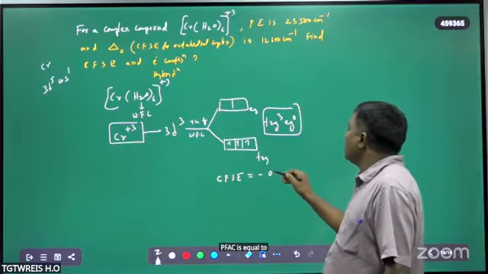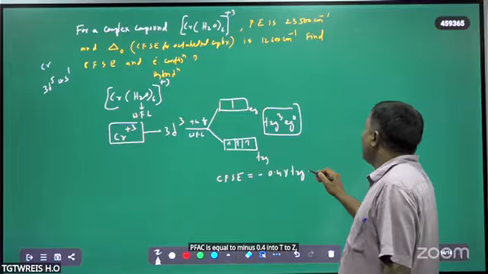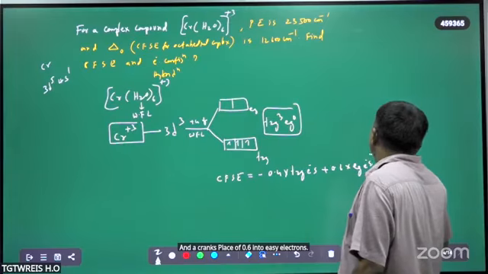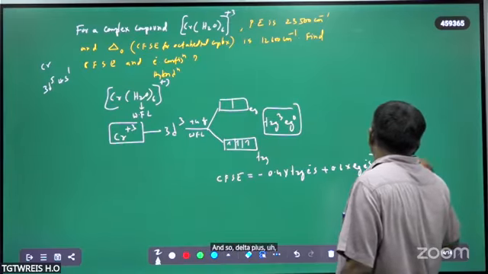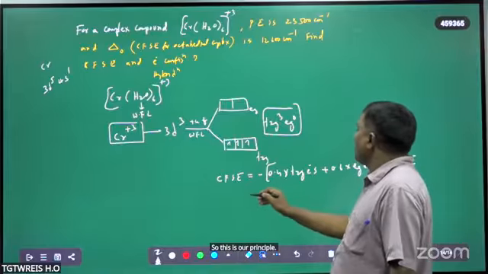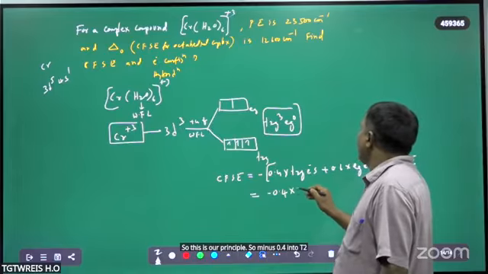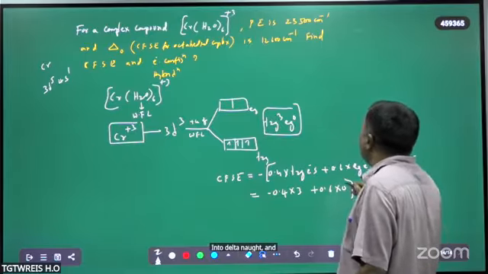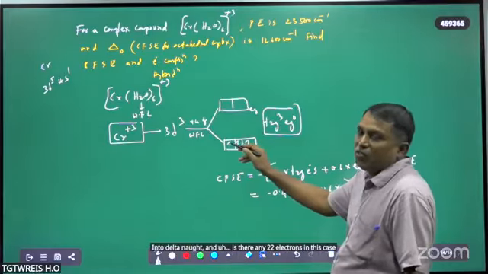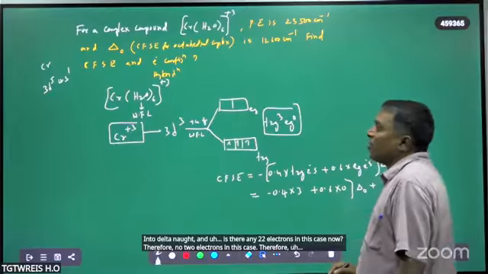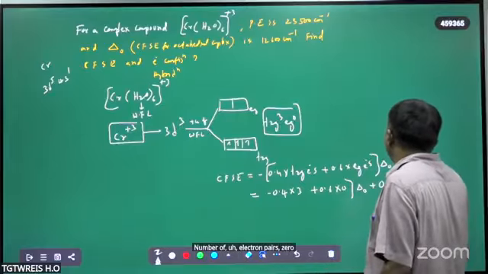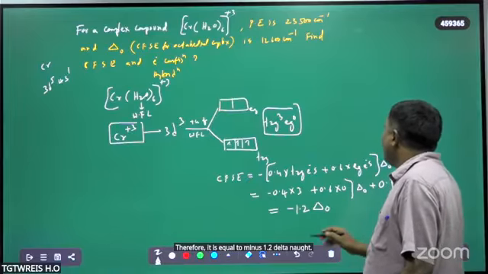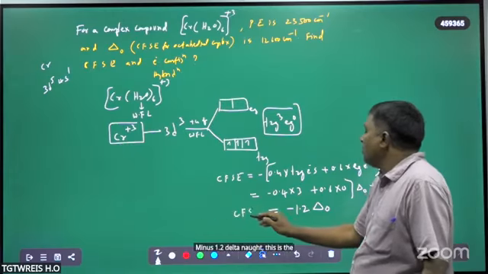CFSE is equal to minus 0.4 into t2g electrons plus 0.6 into eg electrons, into delta naught, plus pairing energy. So this is our principle. Minus 0.4 into t2g electrons, which are 3 electrons, plus 0.6 into 0 into delta naught. Is there any paired electrons in this case? No. Therefore, number of electron pairs is 0, so 0 into P. Therefore, it is equal to minus 1.2 delta naught. Minus 1.2 delta naught is the CFSE.